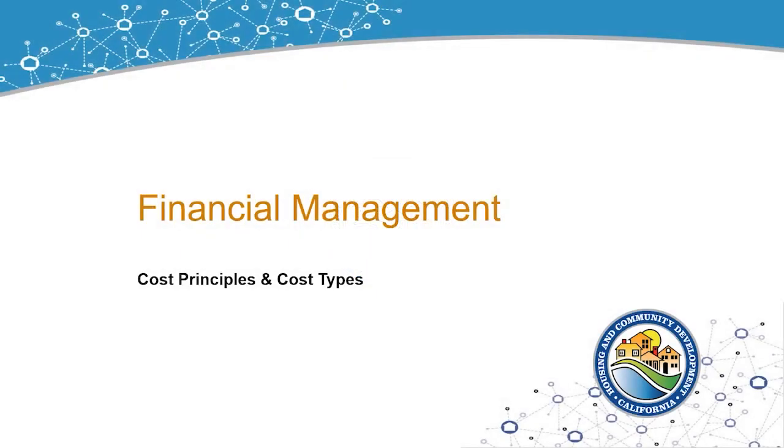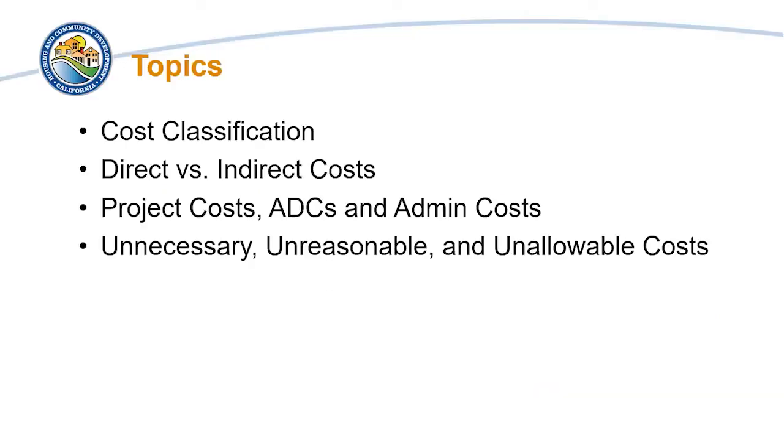Today's session is titled Financial Management, Cost Principles and Cost Types. More specifically, this training will focus on 4 items. We'll start with cost classifications, then move into direct versus indirect costs, continue with the differences between project costs, activity delivery costs, and administration costs, and finally, we'll wrap up with what unnecessary, unreasonable, and unallowable costs are.